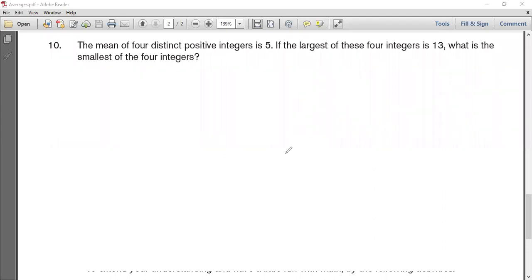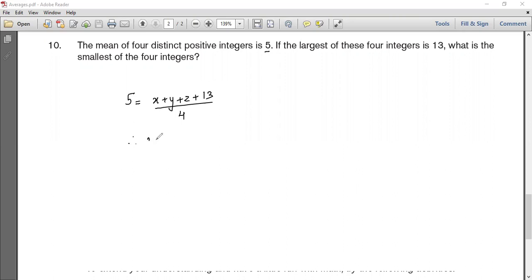Now let's read question number 10. The mean of four distinct positive integers is 5. If the largest of these four integers is 30, what is the smallest of the four integers? So now let's write the formula. Formula is mean is equal to sum of all observations over number of observations. Now they've already given the mean to be 5. Now I don't know the first three integers. Let's name them x plus y plus z plus 30 because I know the fourth integer here is 30 and the number of observations are 4.